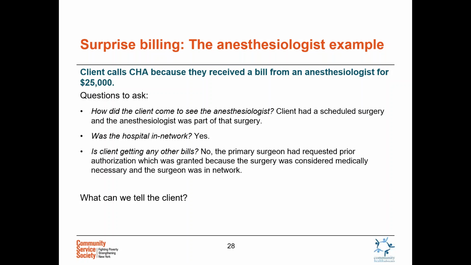Next, is the client getting any other bills? No, the primary surgeon had requested prior authorization, which was granted because the surgery was considered medically necessary and the surgeon was in network. So this isn't a situation of a client receiving a bill because they did not follow their health plan's rules. They went to an in-network facility and they received prior authorization before they got the surgery. So why are they getting this bill from an anesthesiologist for $25,000?